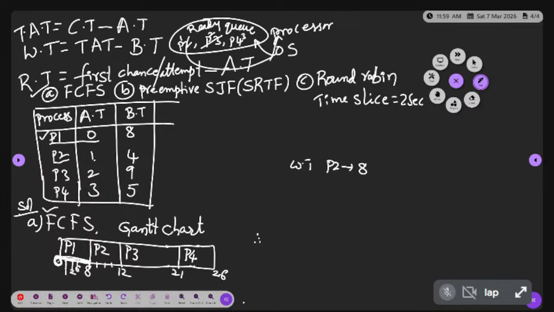In the first second, 0 to 1, P2 is not in the race. It is not considered because it arrived 1 minute late. So from 1 to 2, 2 to 3, 4, 5, 6, 7, 8 means 7 seconds it is waiting. P2 waiting time is not 8, it is 7. Right?